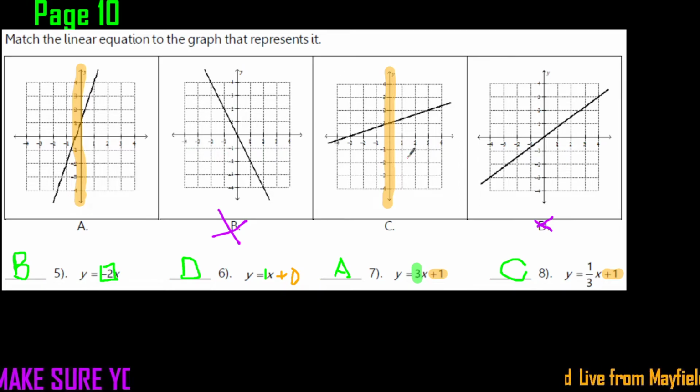Again, a way to prove that C is 8, you could say for each step up we go, I have to go 3 to the right, so I go 1, 2, 3, and I hit another ordered pair. Again, that's from our slope, which is change in y over change in x.